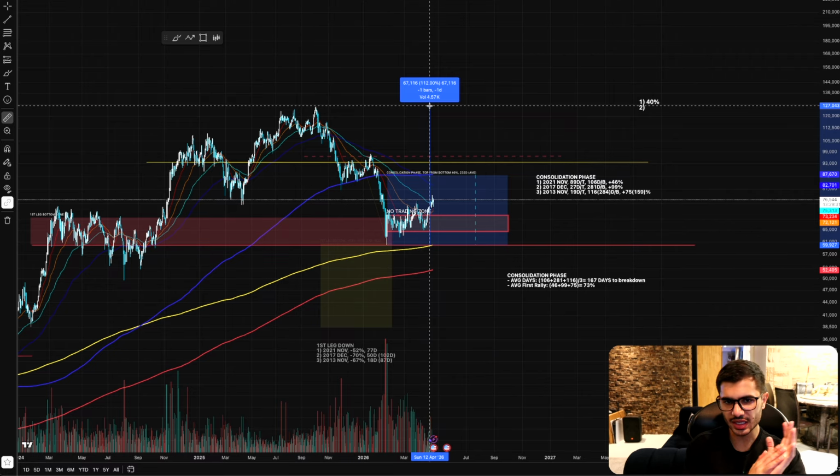So the theory is in line. And what the theory says is not that we're going to consolidate for the whole period. It means that the consolidation could span the whole period, but could break down any moment, right?